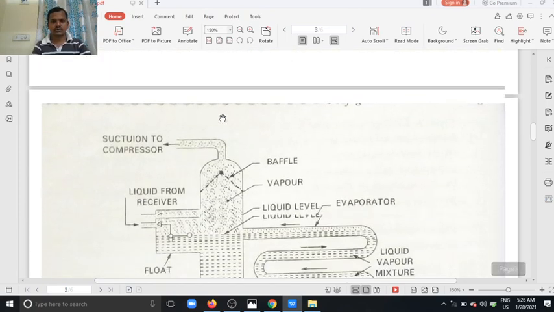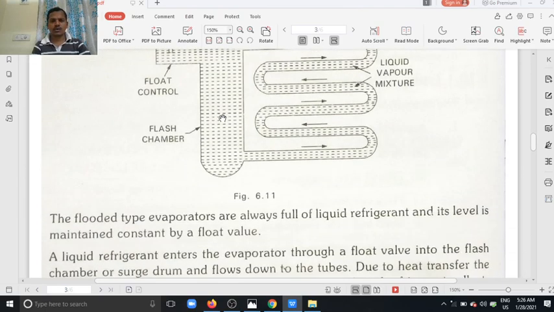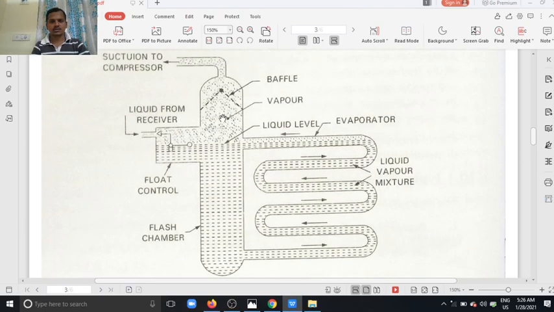So first I start with flood type evaporators. See, this is the flood type evaporator. So this is the main construction of the flood type evaporator. This chamber is called a flash chamber. So this is the entry of the refrigerant with low pressure and low temperature. So this is the float valve. It controls the flow of the refrigerant.